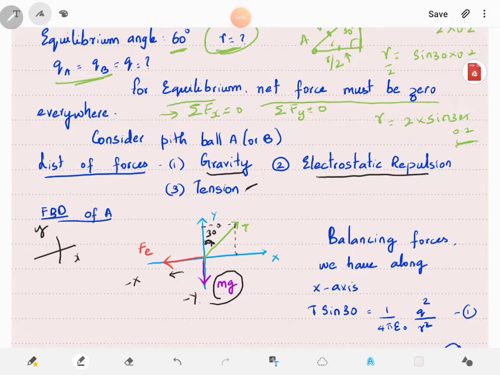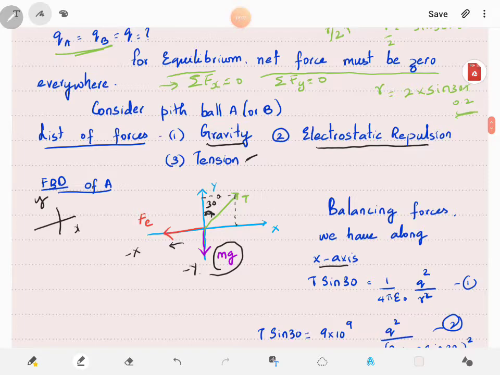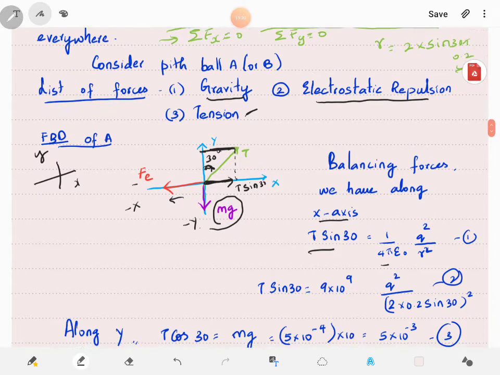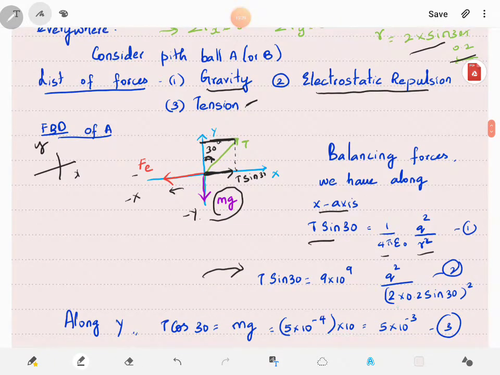So for equilibrium, we are going to balance the forces. Balancing the forces along the x-axis, what are the forces along the x-axis? There is the component of tension, which is this particular length. This particular length is going to be T sine 30, because it is parallel to that side. Therefore, it is going to be T sine 30. T sine 30 is balanced by the electrostatic repulsion, that is Fe, which is given by 1 by 4 pi epsilon naught q square by r square. I have plugged in the values, and r, as already remarked, is going to be 2 into sine 30 into 0.2, which I have already shown here. So this is going to be r square.